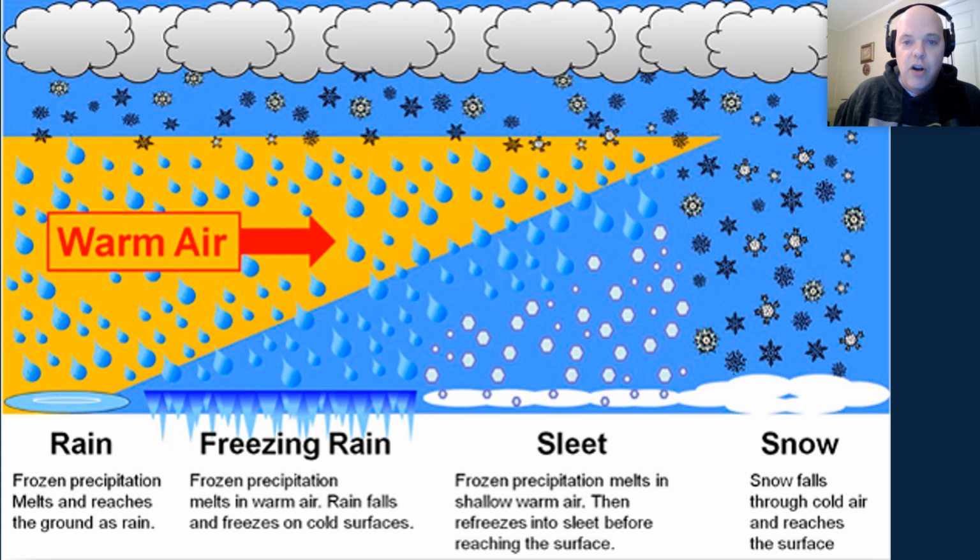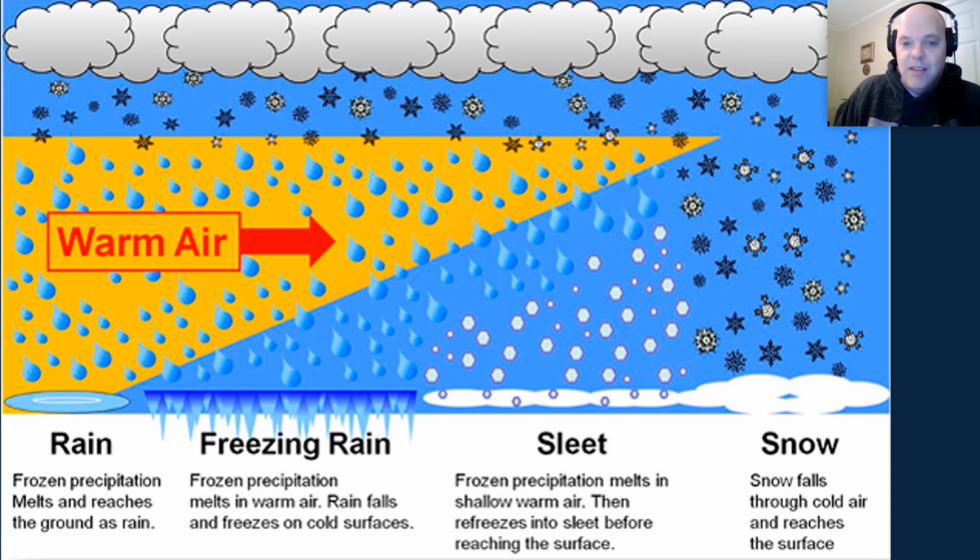So we start over at the right-hand side. If we're cold from the surface all the way to the cloud base, it's all snowflakes. But as you start intruding that warm air, as we move to the left, snowflakes melt, turn to a raindrop, but the cold air at the surface is still thick enough that it has time to freeze into a sleet pellet. Moving further to the left, that warm air is even thicker. The snowflake melts, the raindrop stays liquid all the way to the surface, and freezes when it touches something that's below freezing. That's when you get your freezing rain, your glaze of ice. If we're warm from the surface all the way up, then we get plain rain.